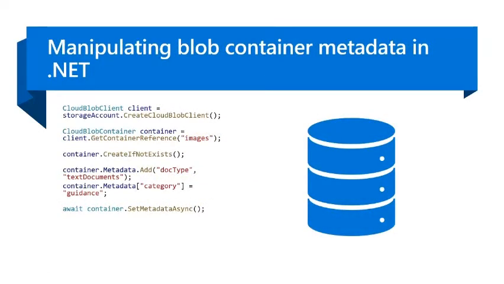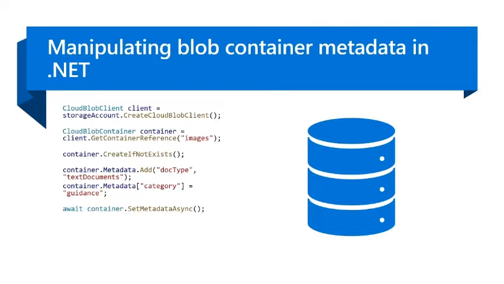Now, manipulating blob container metadata in .NET. Using the existing cloud blob container variable named container, you can set and retrieve custom metadata for the container instance. This metadata is populated when you call the fetch attributes or fetch attributes async method on a blob or container to populate the metadata collection. This code example sets metadata on a container, and in this example we use the collection's add method to set metadata values.